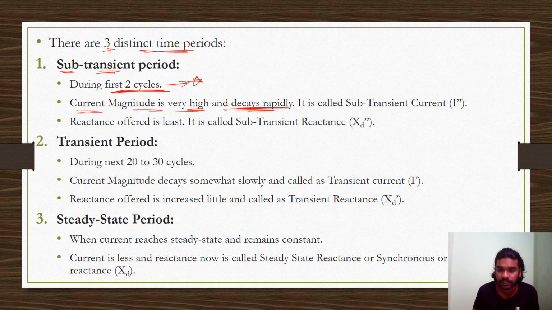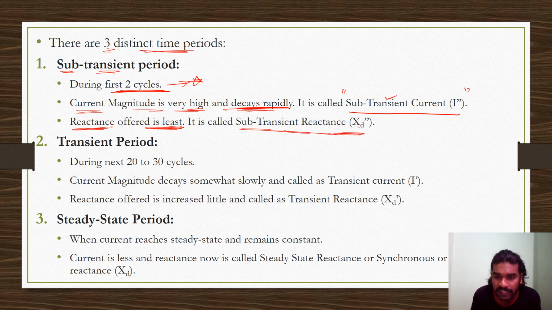Another property is that the current decays very rapidly, and this current is called the subtransient current. The reactance offered to this subtransient current is the least. That is the reason why the current value is so high, and this reactance is called subtransient reactance, denoted by Xd double prime. Please keep in mind.